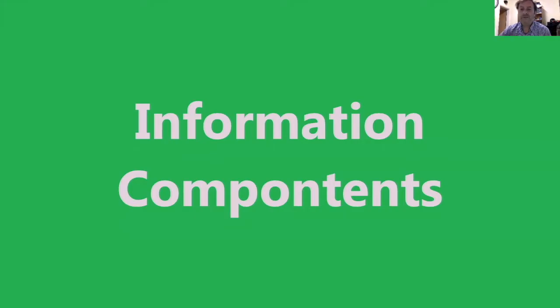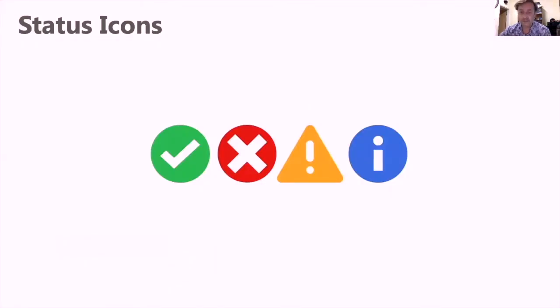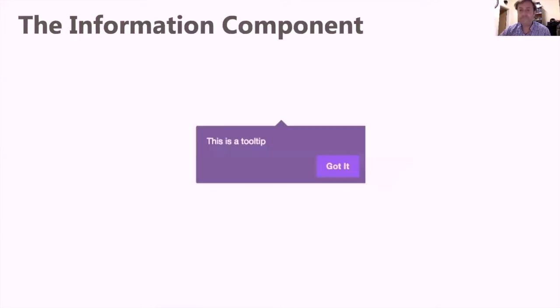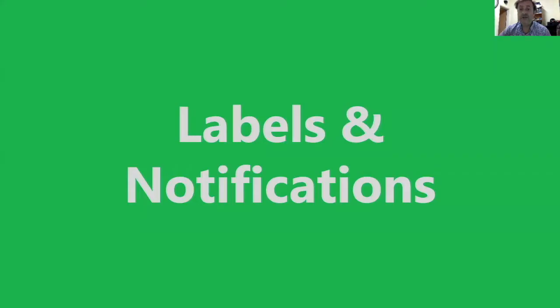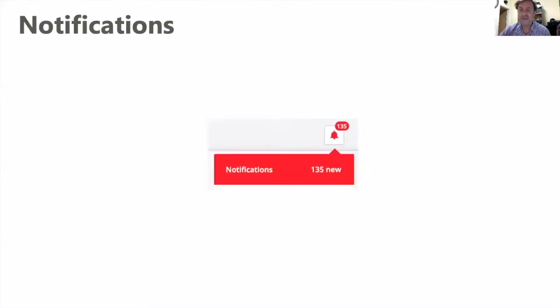Information components provide applications with a means of communicating with the user. Status icons provide the user with information about the current status of a UI object. A tooltip allows the user to see hints when they hover over an item indicating the name or purpose of that item. A progress bar is a time-relative control that indicates to the user the amount of time a specific task should take. These controls are usually not time-accurate. Labels and notification. A notification is an update message that shows something new to the user.